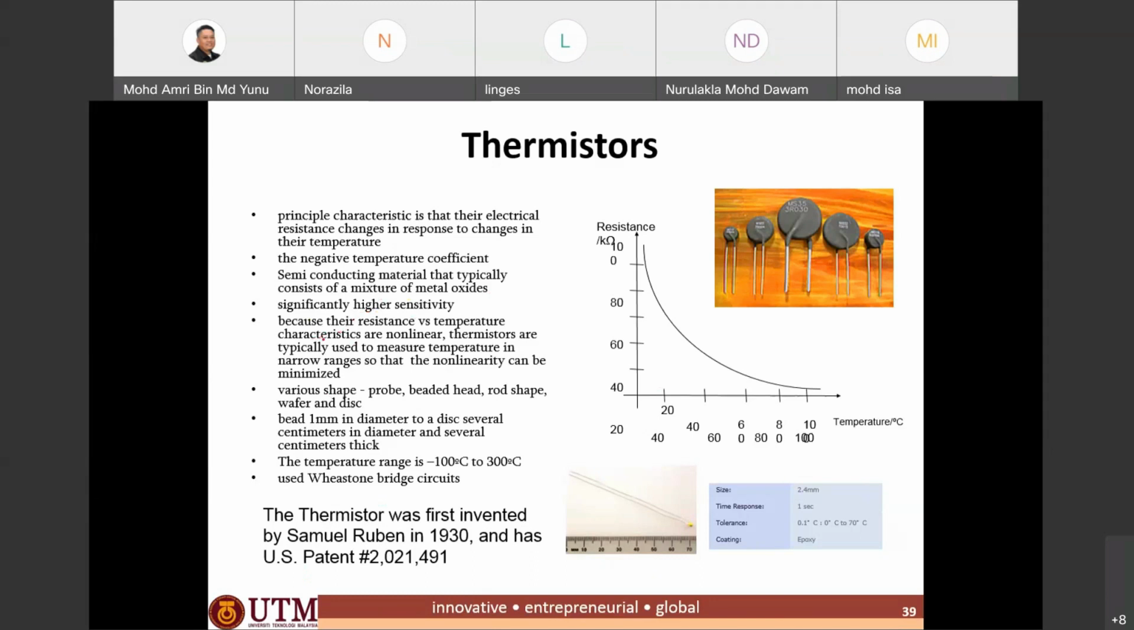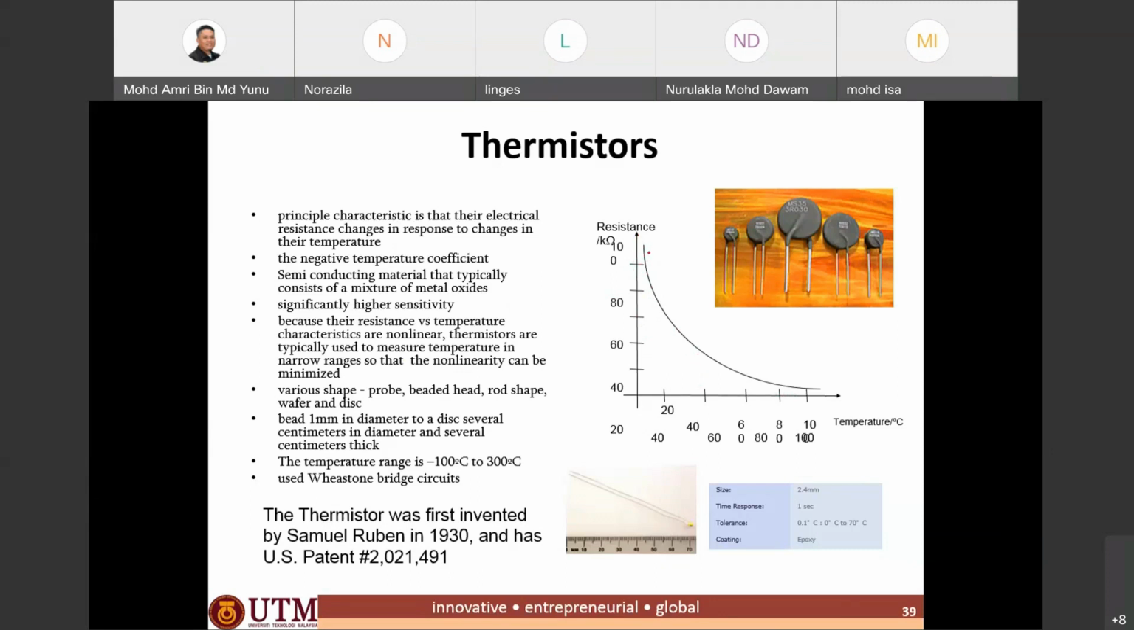There are some characteristics that we need to look into or observe. For instance, the thermistor has a very non-linear characteristic. For example, the graph on the left here shows that the resistance change of the thermistor versus the temperature change is basically exponentially decreasing.